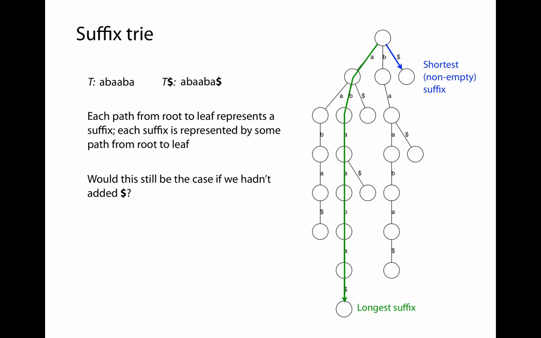So would this property be the case? Would this still hold if we hadn't added the $ sign to the end of T? So this statement, that each path from root to leaf represents a suffix and that each suffix is represented by some path from root to leaf, would that still be true if we hadn't added the $ sign?